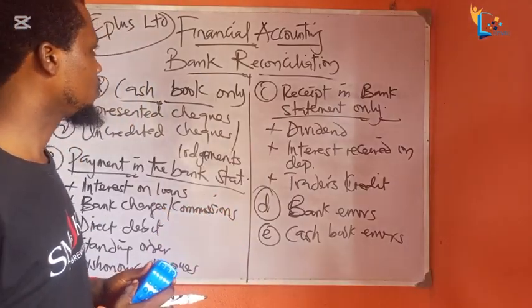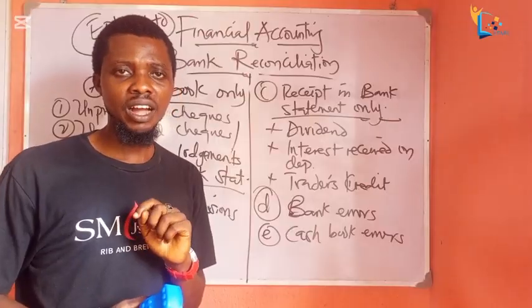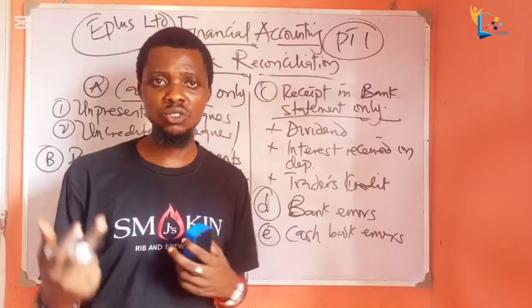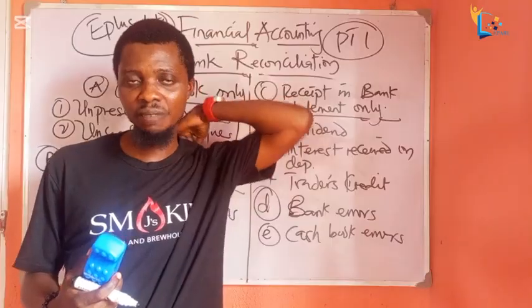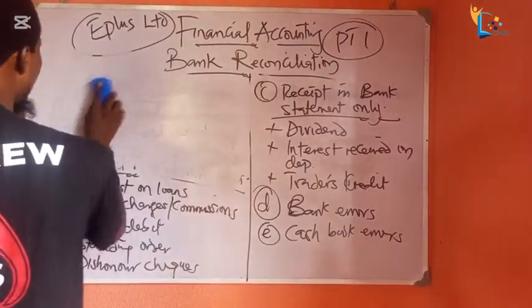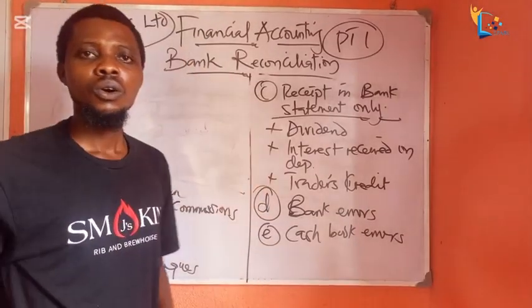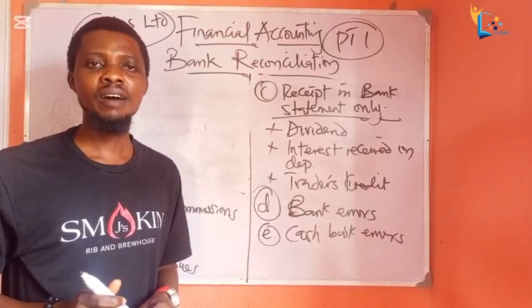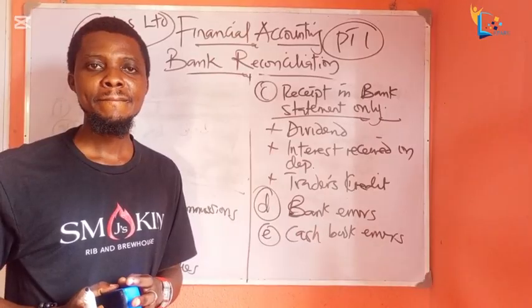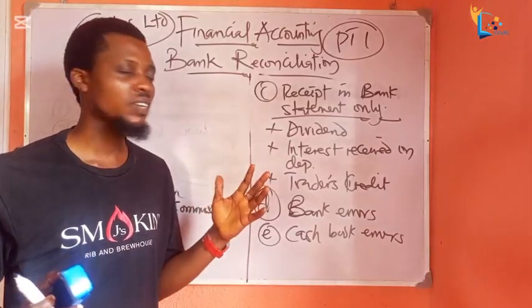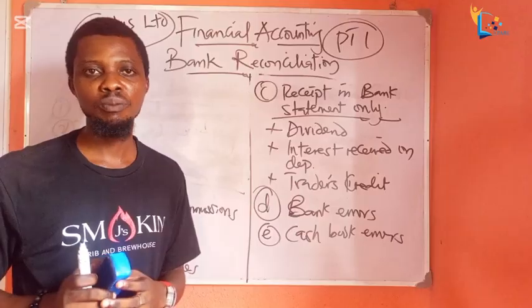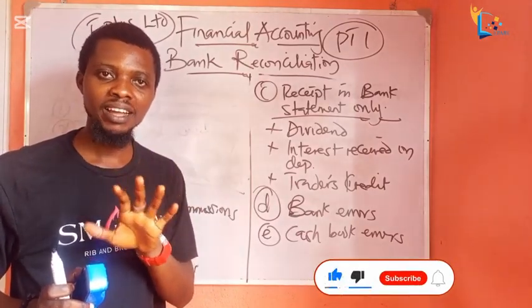Alright, so let's look at one more thing before we call it a day. Just like I told you, this should be part 1. When we finish, we're going to continue from where we stop in the subsequent classes. The last thing we're going to look at is the method of preparation of the bank reconciliation statement. There are 2 basic methods. I don't want the class to be too long, so we're going to stop here. In the next class, that will be part 2, that's where we're going to continue from. We're going to look at the 2 methods of preparing the bank reconciliation statement.